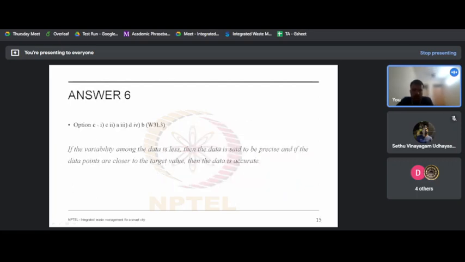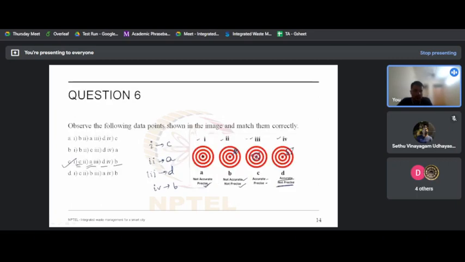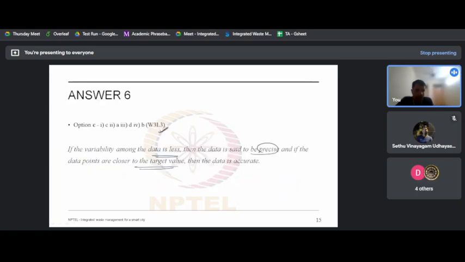Students can refer to the third lecture of this week. If the variability among the data is less, that is the scatter is less, then the data is said to be precise. And if the data points are closer to the target value, which, as we saw in the previous case, is the center of the circles, then the data is said to be accurate. So when you have less scatter, it is precise. When you are closer to the target value, that is your error is less, so the data is accurate.